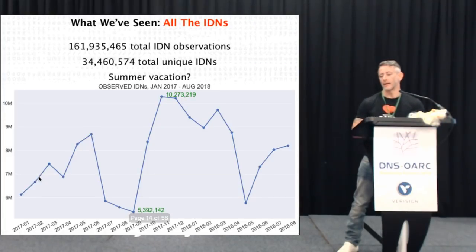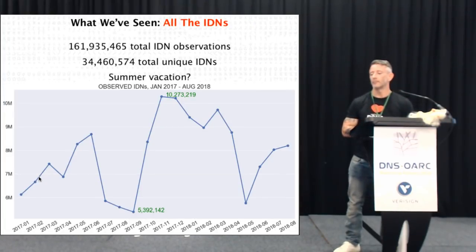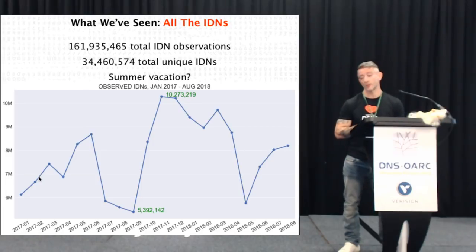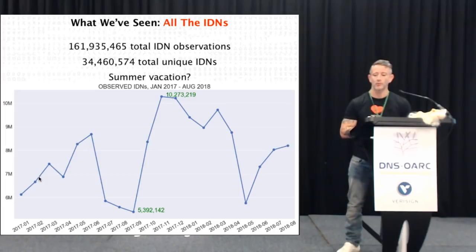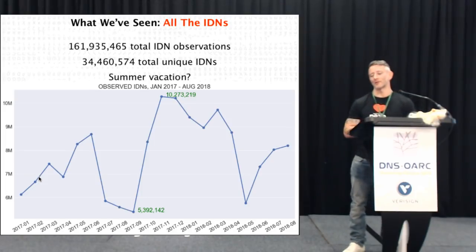So getting to the data, this is all of the IDN data that we've observed in the last 20 months. 162 million total IDN observations. About 35.5 million of these were actually unique. Interesting trends noticed here. Looks like there's a lull in the summer months. People do less internet. Don't have enough of a circumspect view here to really know why that is, but we'll see this trend repeated elsewhere.